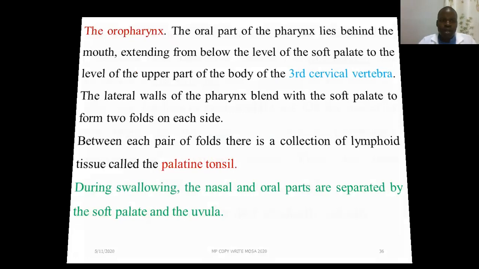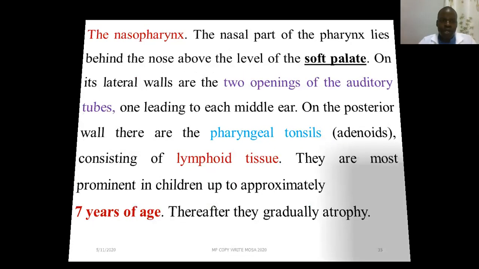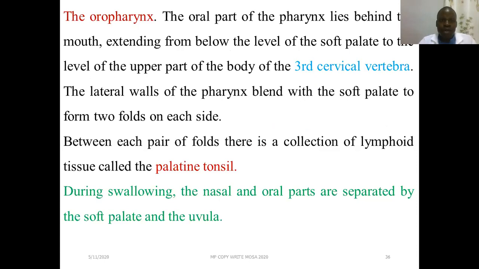That was nasopharynx. Now let us look at oropharynx. The oral part of the pharynx lies behind the mouth, extending from below the level of the soft palate to the level of the upper part of the body of the third cervical vertebrae. So the other one we talked about went up to the sixth cervical vertebrae, but this one goes up to the level of the third cervical vertebrae, where we get the description of oropharynx.